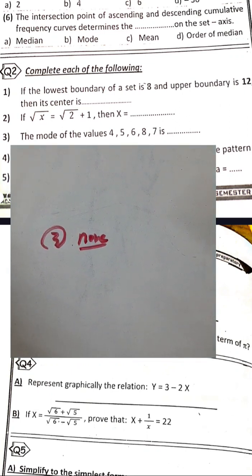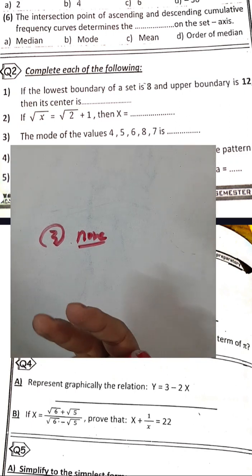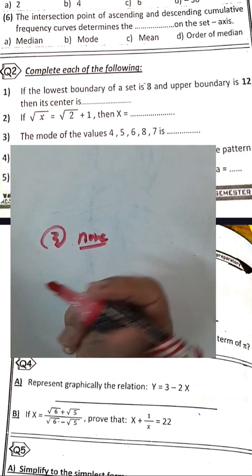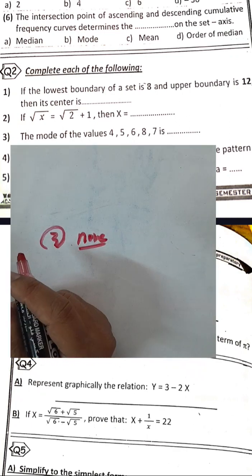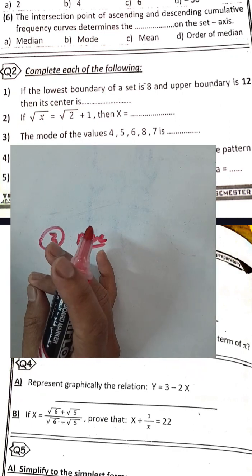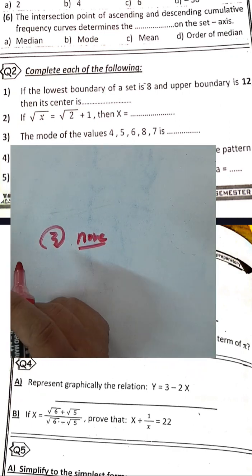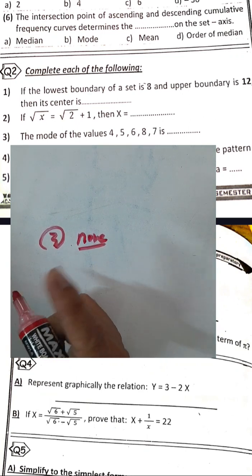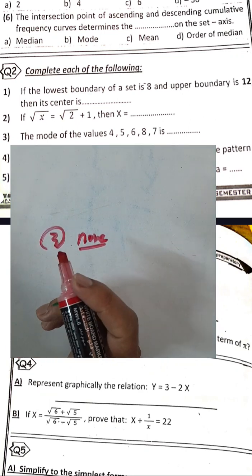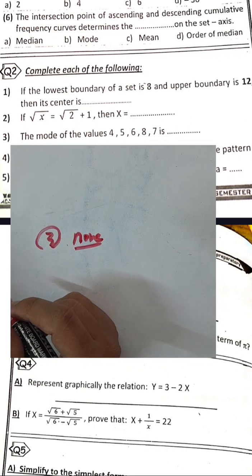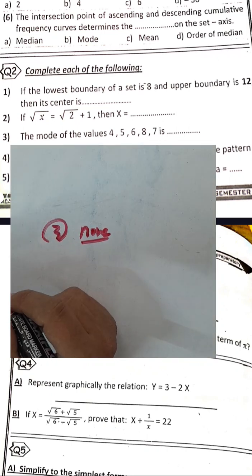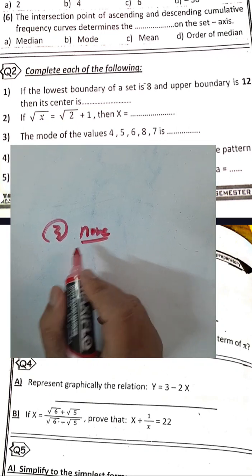We don't have a mode. The mode means which digit is the most repeating, but here we don't have any digit repeating. 4, 5, 6, 8, 7. Each number appears only once. We don't have any number repeating here. Okay, then we must write none.